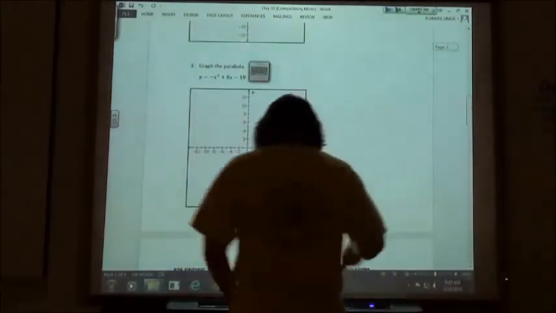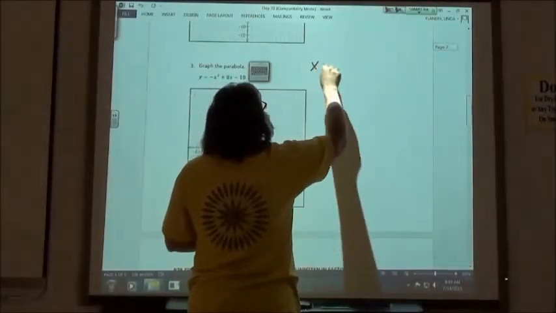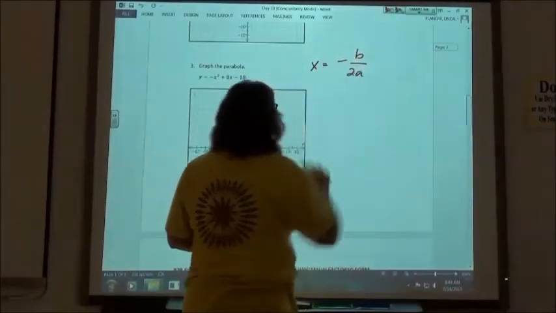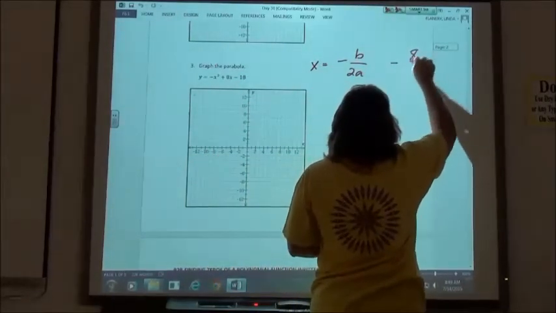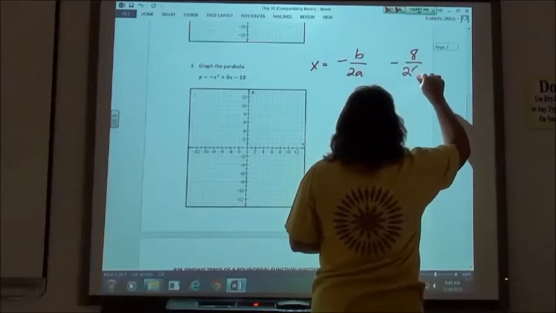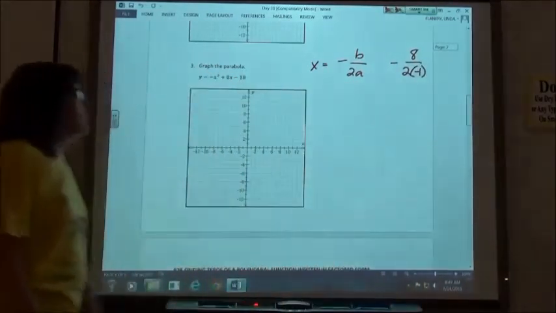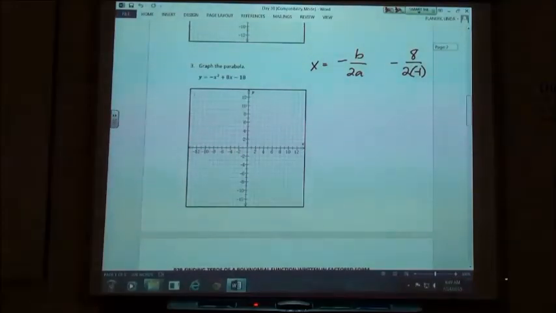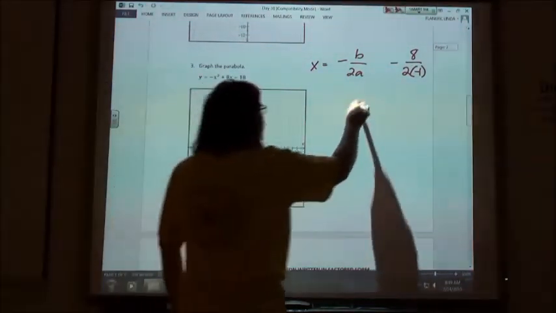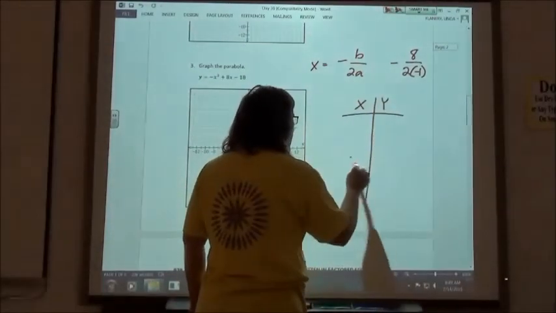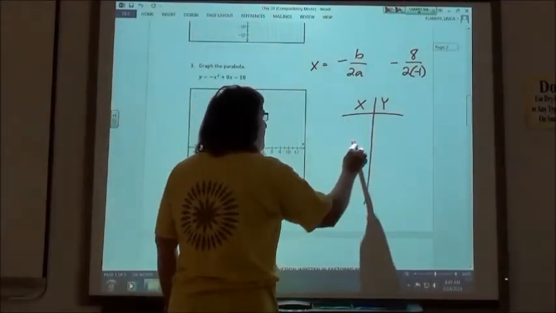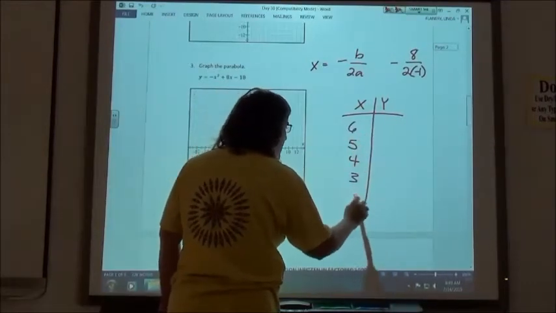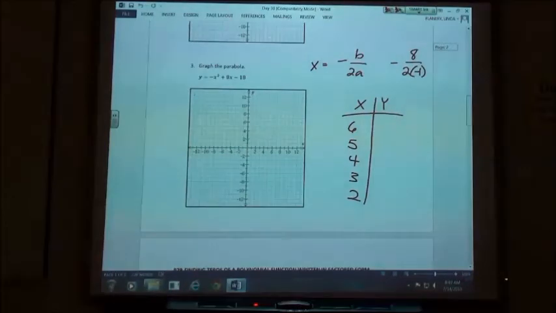So on the third one, if x is equal to negative b over 2a, we're going to put what in for b? 8, and what in for a? Negative 1. So if we simplify that, we would end up with 4. So 4, 5, and 6, and 3, and 2, or whichever order you want to put those in. So, darn, we don't have any zeros. If we put 6 in for x.